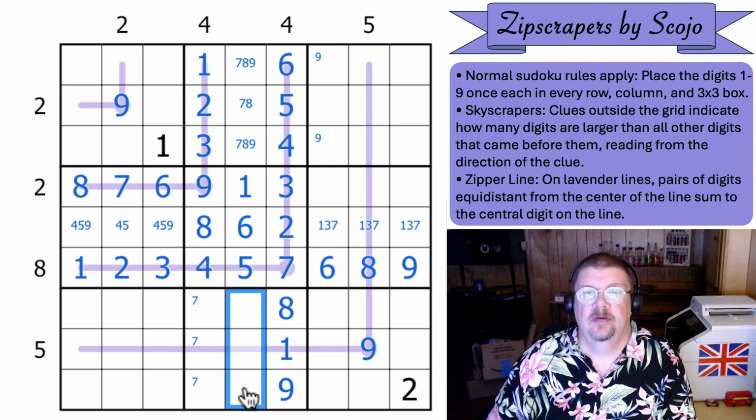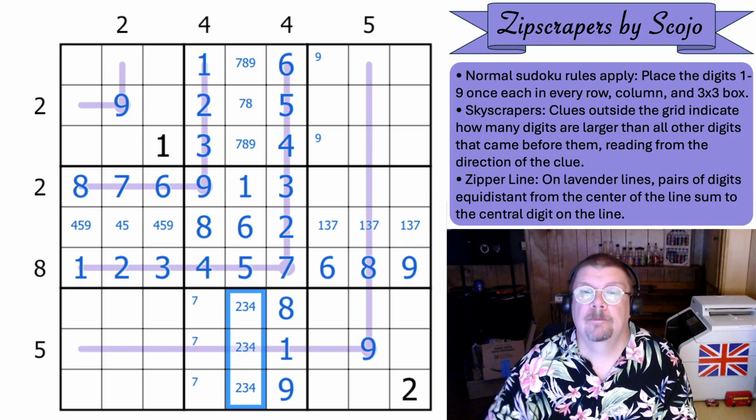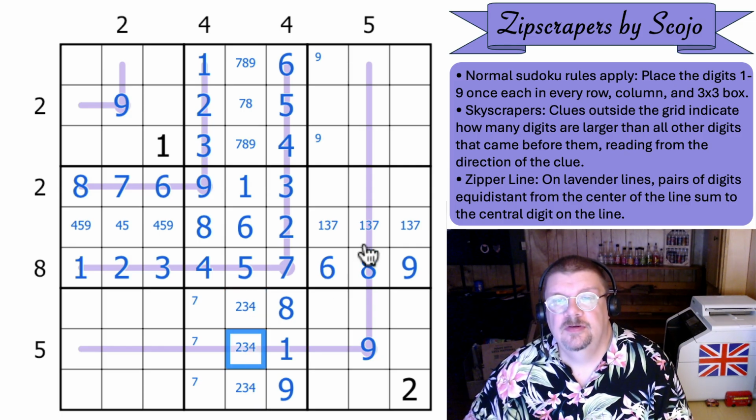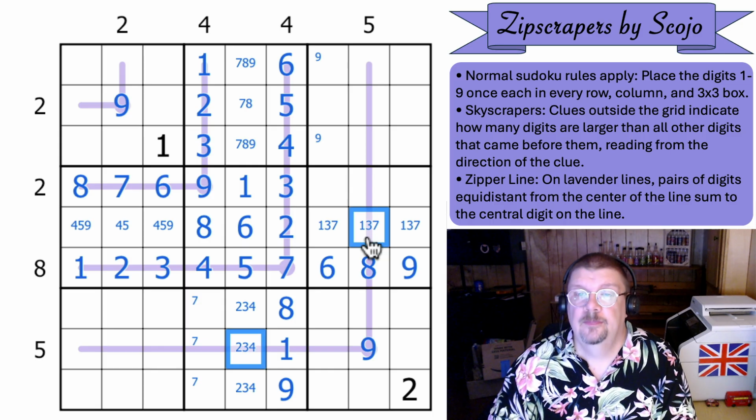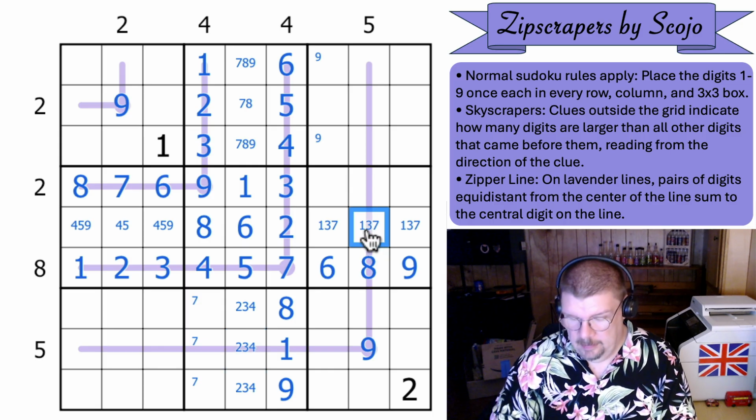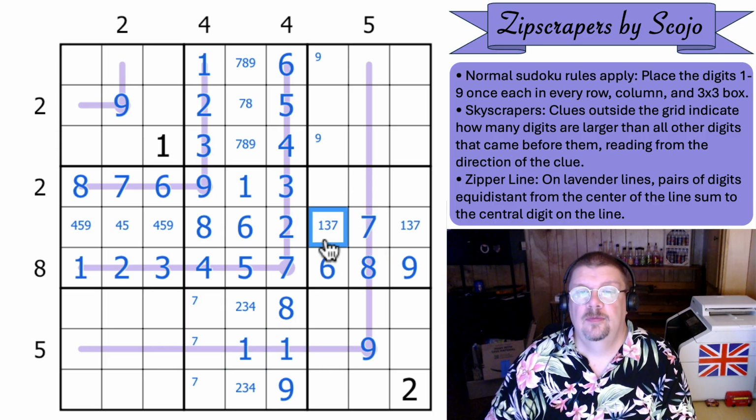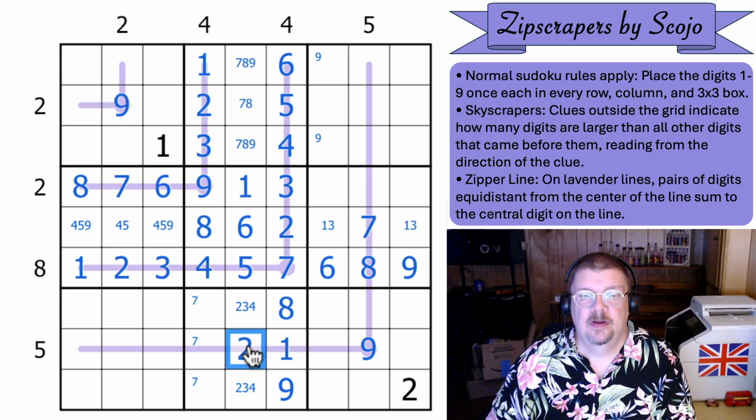These three digits, by Sudoku, are 2, 3, and 4. But these two digits must sum to 9. So they must be 7 and 2. Helps if I actually type it correctly.